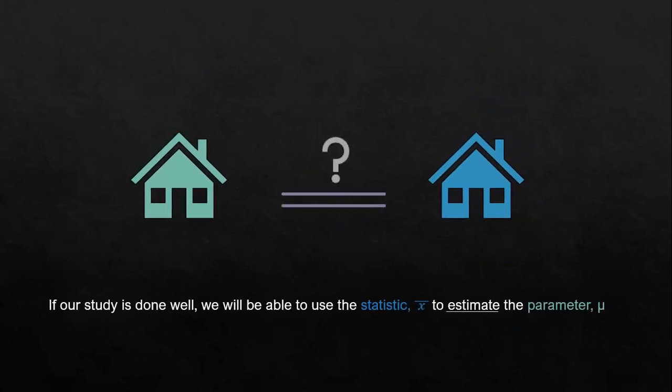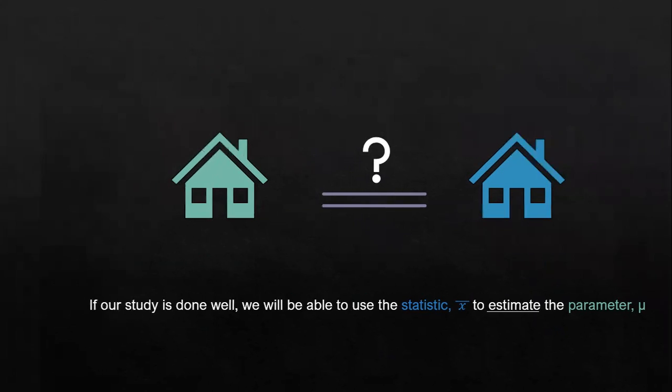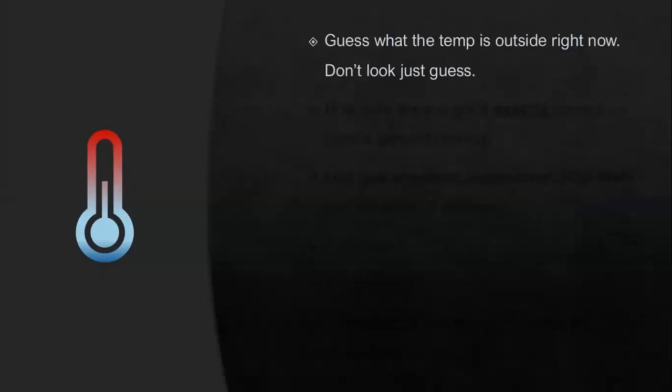And so we're finally ready to answer this question. How can we get the statement that the statistic is used to estimate that parameter? It's what we've been working toward the entire time. And so I'd like to start us off by playing a simple game. The first thing I want you to do is to guess what temperature it is outside right now. Don't look it up, don't grab your phone or get on a website, just guess.